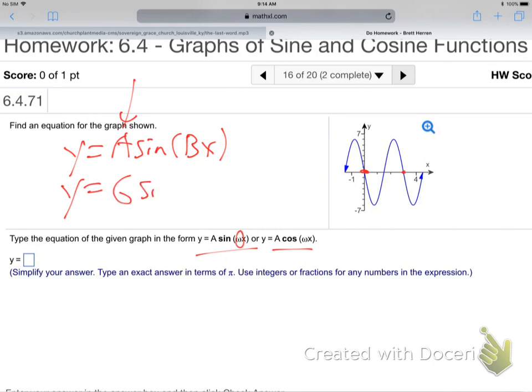6? Is that right? Almost. It's got to be -6, doesn't it? Because it's going down first. Everybody see it's going down first? Right? Because the normal sine goes up first. This one's going down first. So it's got to be negative. Like that. Okay, good. And now we got to find the B. Can you find the B?